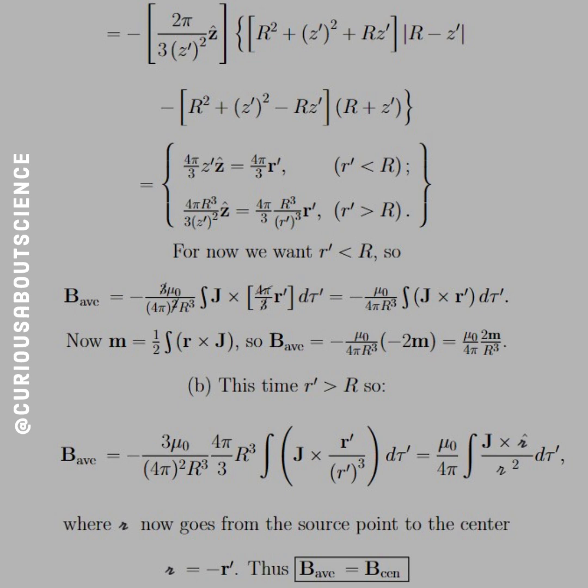Moving on to part B. This time r prime is greater than R, with capital R being the radius of the shell. So we use the other part of the definition, plug it all in, and we end up with this expression. Again, the factor of 4 pi over 3 cancels, and we get mu naught over 4 pi, J cross script R hat, via definitions, since script R now goes from the source point to the center, i.e. script R equals negative r prime. So we see here that the B average is equal to the B at the center. Again, fantastic results.